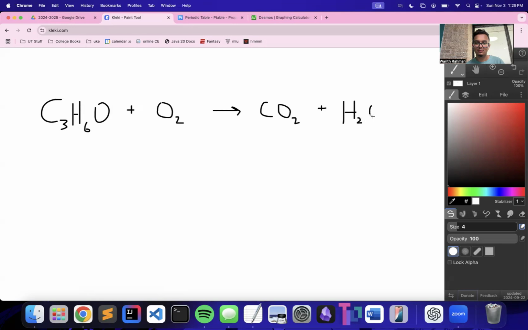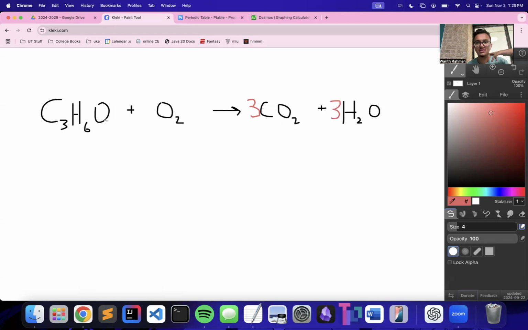Okay, so now what we have to do is balance this reaction out. And the way I always do it is like this. Since we have three carbons on this side, we need three carbons on this side. Since it's the only thing that's going to give us it, we put a three here. Similarly, we have six hydrogens on this side, so we need six from this. Since each water molecule has two hydrogens, this is also going to be three.